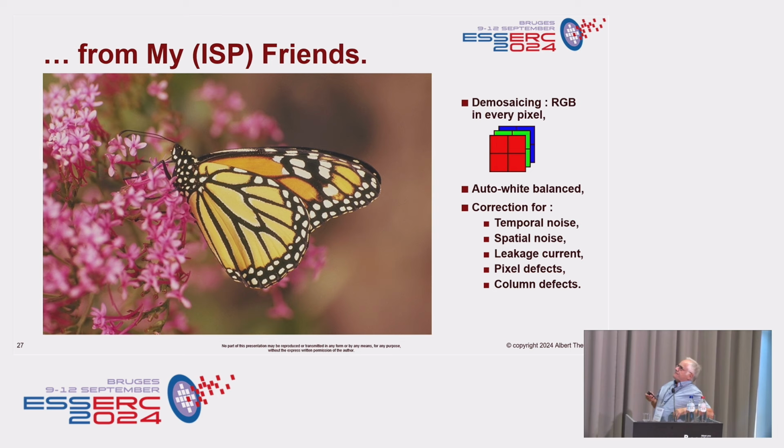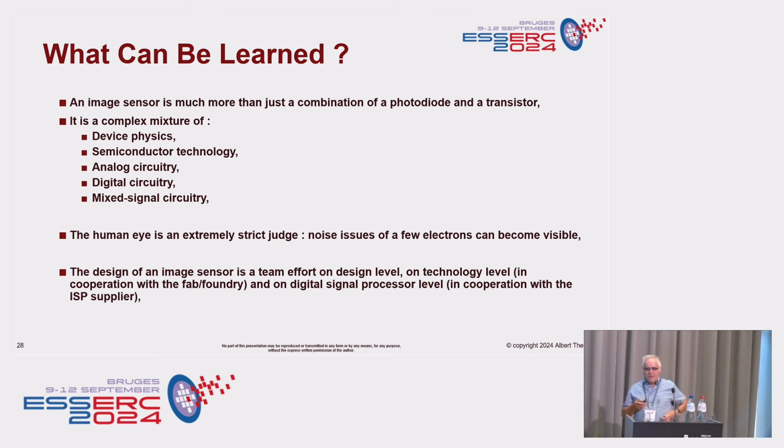All right. So what can be learned basically? Well, I hope that I could show you that an image sensor is much more than a simple combination of a photodiode and a transistor. I was working for a manager who, for a long time, thought that it was just indeed the connection of a transistor and a photodiode, because that's CMOS, and CMOS is solving all the problems. Well, there's a little bit more to that.